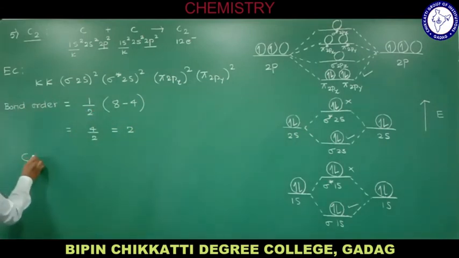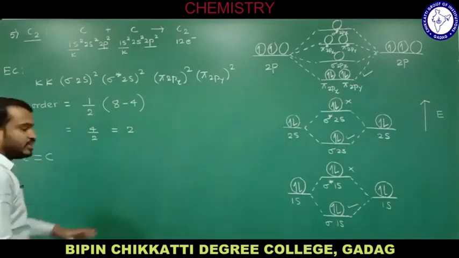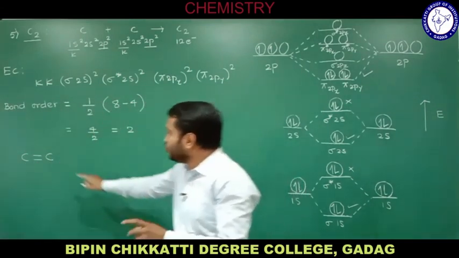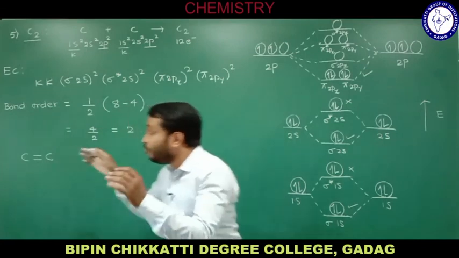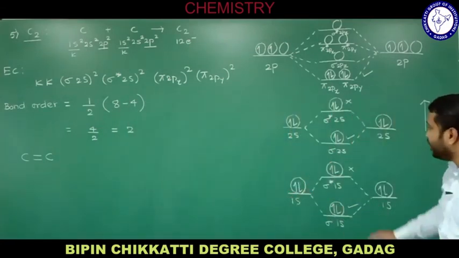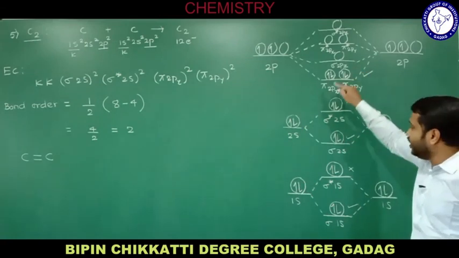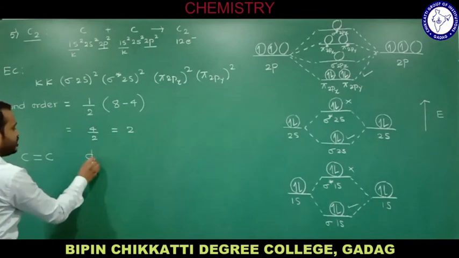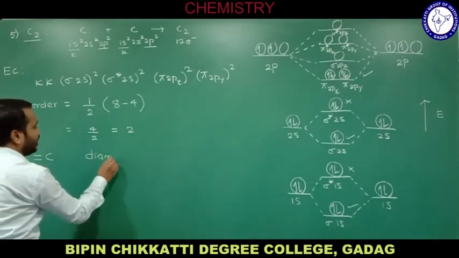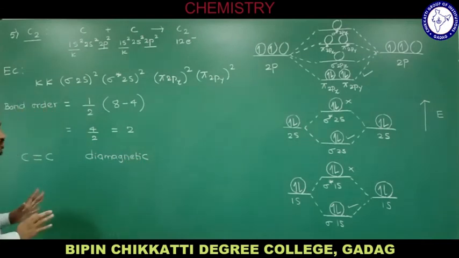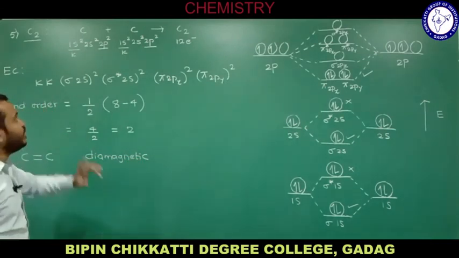What does it indicate? We have C double bond C. Bond order in C2 is 2, therefore 2 covalent bonds are present between the combining carbon atoms. Whether it is diamagnetic or paramagnetic: if you observe here, we don't have any unpaired electrons, and because of this I can say this particular molecule is diamagnetic in nature. So this is how we can explain the MOT of C2.